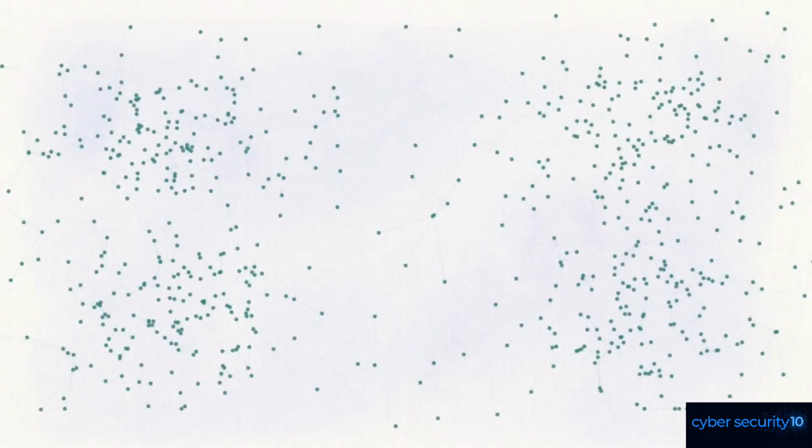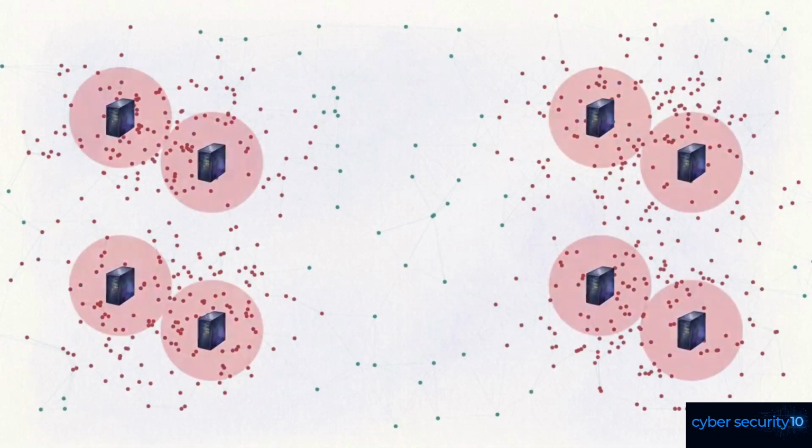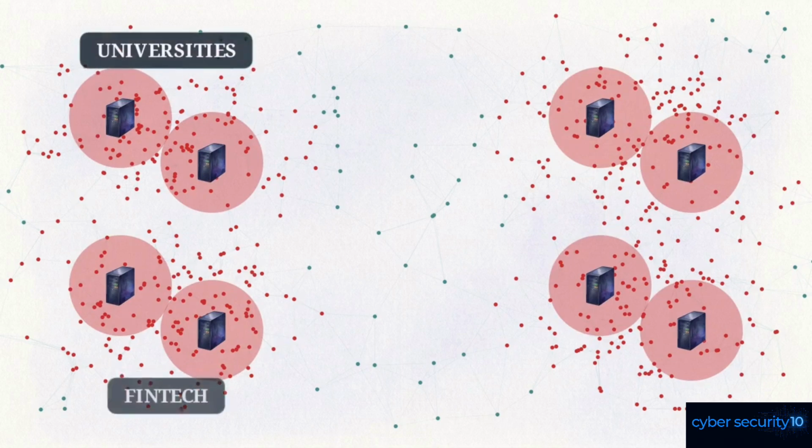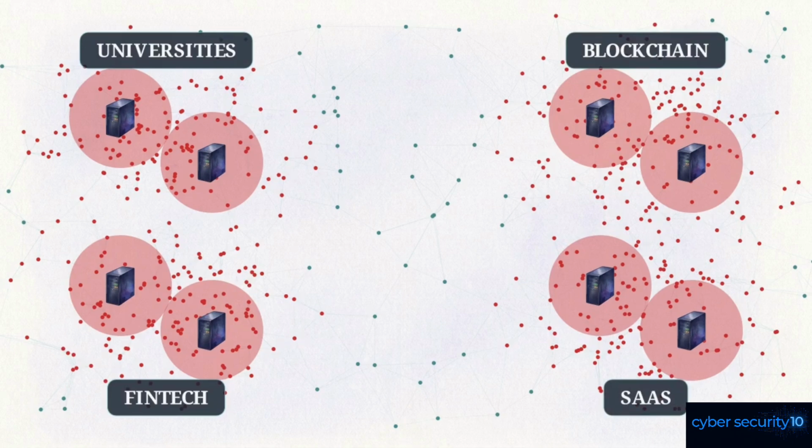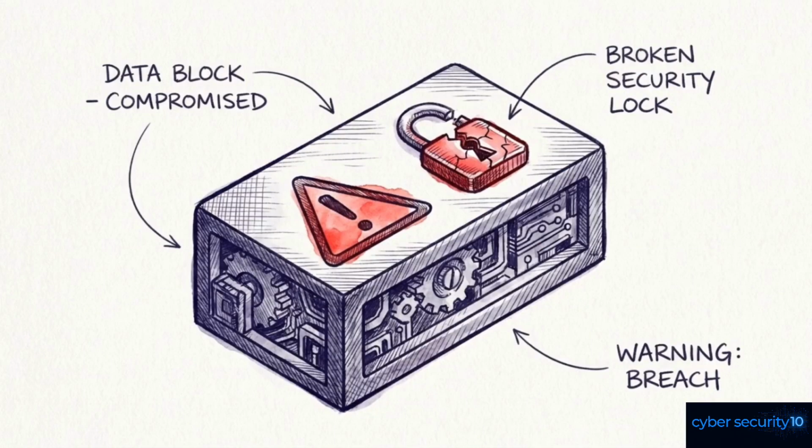Looking at this network map, you are seeing over 700 actively compromised web domains. These nodes represent universities, financial technology firms, blockchain networks, and SaaS platforms, organizations that rely heavily on their digital reputation. The common denominator across all of these breaches is a single point of failure, CVE-2026-26980. This is a critical SQL injection vulnerability, carrying a severity score of 9.4 out of 10, located deep within the Ghost content management system.